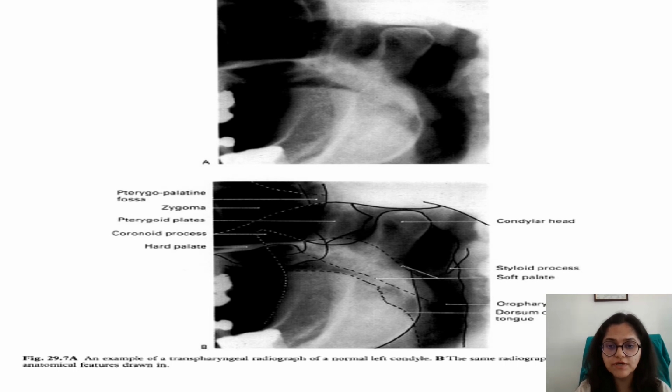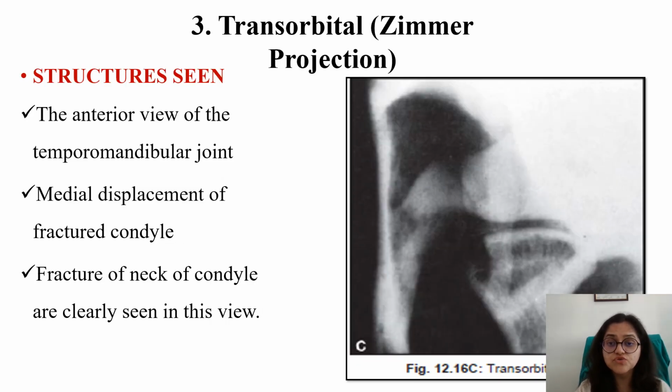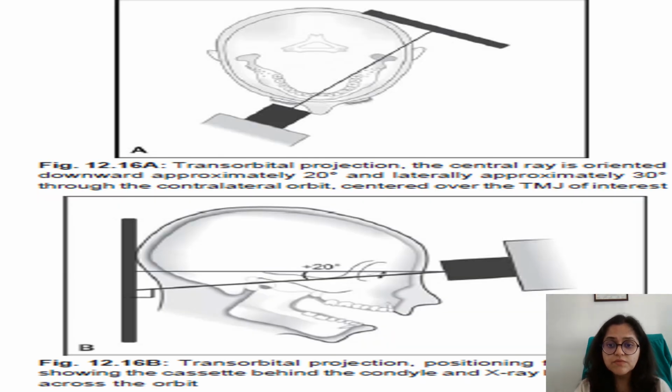Next is the transorbital view, which is also known as the Zimmer projection. The structure which we can well appreciate in this transorbital projection is the anterior view of the TMJ. Medial displacement of the fractured condyle and fracture of the neck of the condyle are clearly seen in this view. In the transorbital projection, the central ray is oriented downward approximately 20 degrees and laterally approximately 30 degrees through the contralateral orbit, centered over the TMJ of interest. In the transorbital position, the cassette is placed behind the condyle and the X-ray is projected across the orbit.